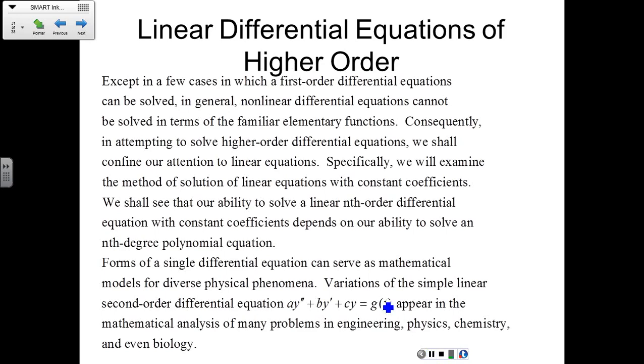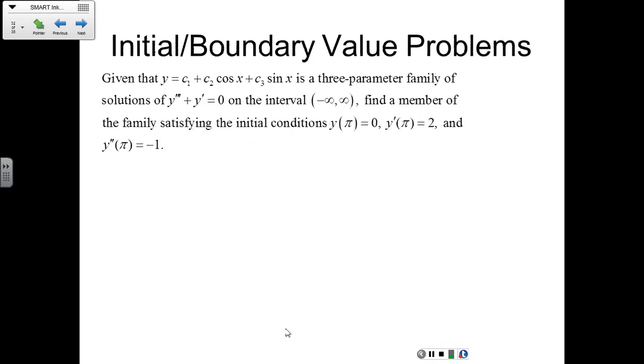Forms of single differential equations can serve as a mathematical model for diverse physical phenomena. Variations of the simple linear second-order differential equation appear in mathematical analysis of many problems in engineering, physics, chemistry, and even biology. So, let's look at a couple of higher-order differential equations and just play around with them a little bit. We just want to get our feet wet tonight. We're not going to do too much heavy lifting.